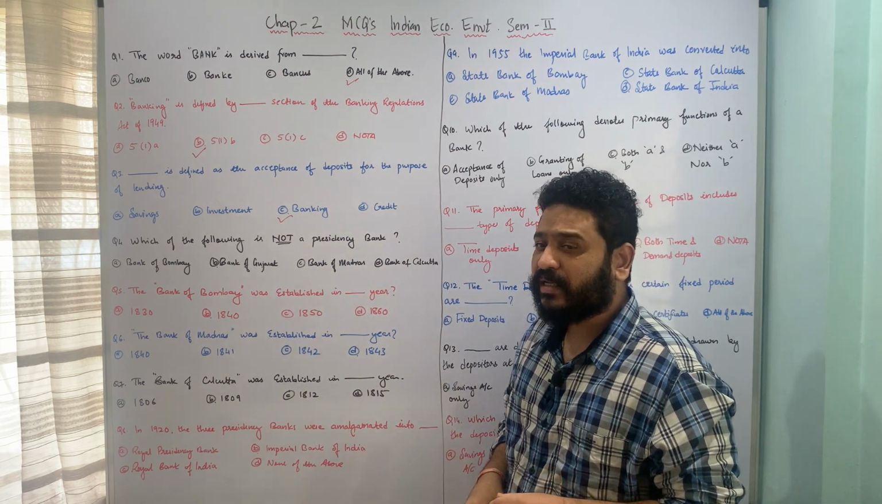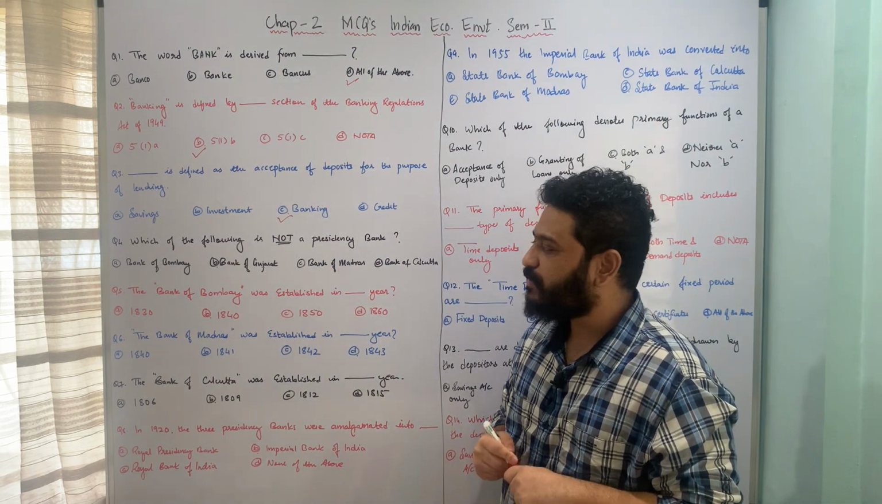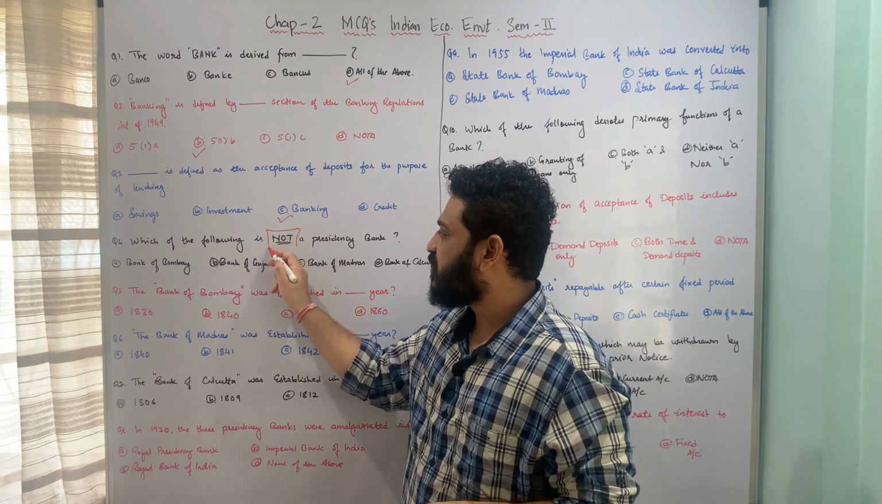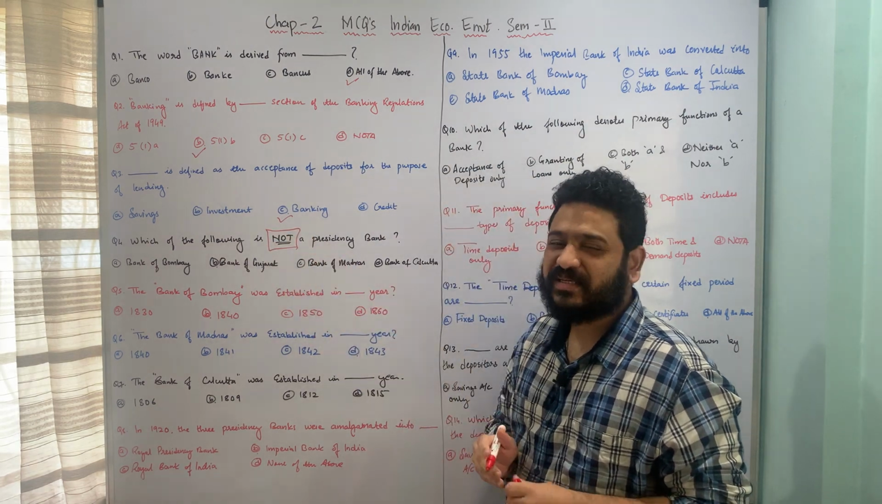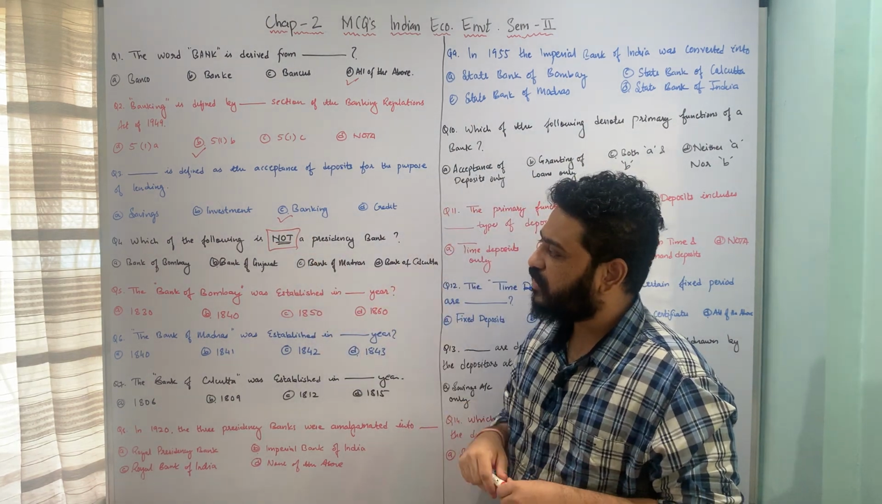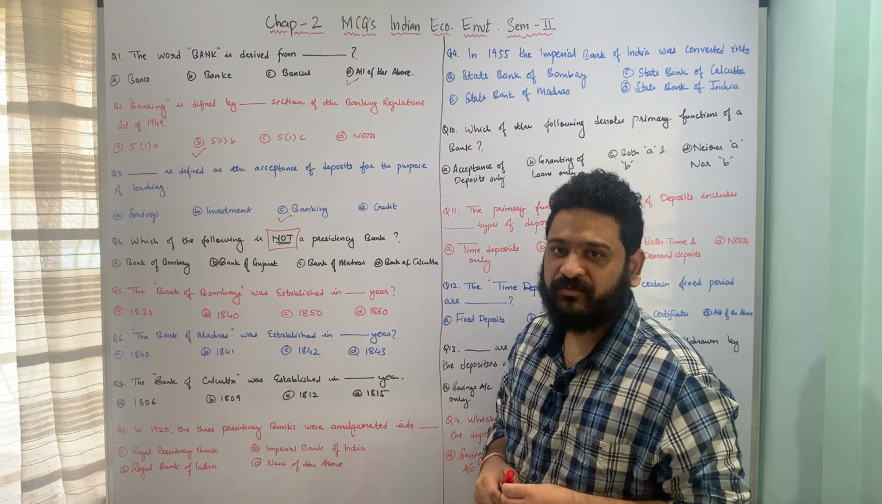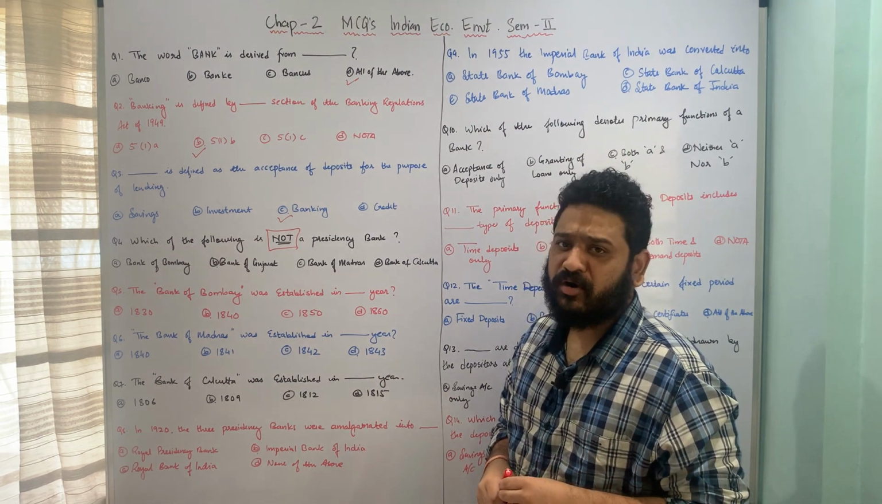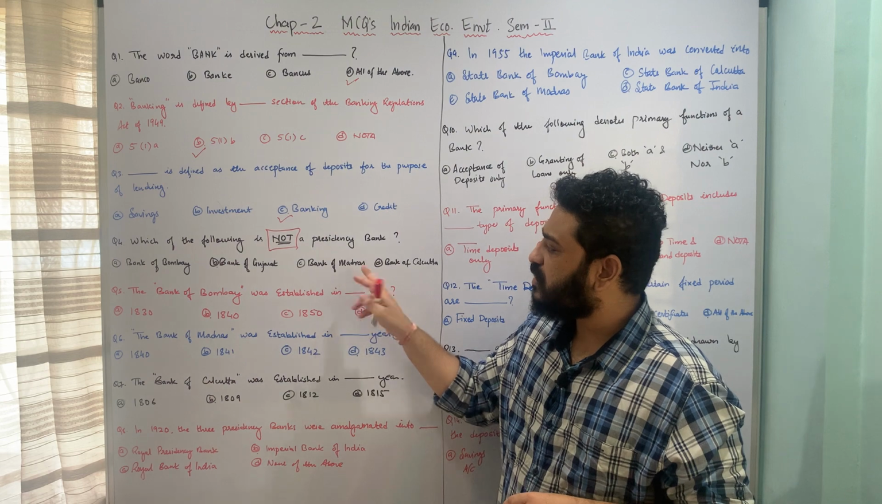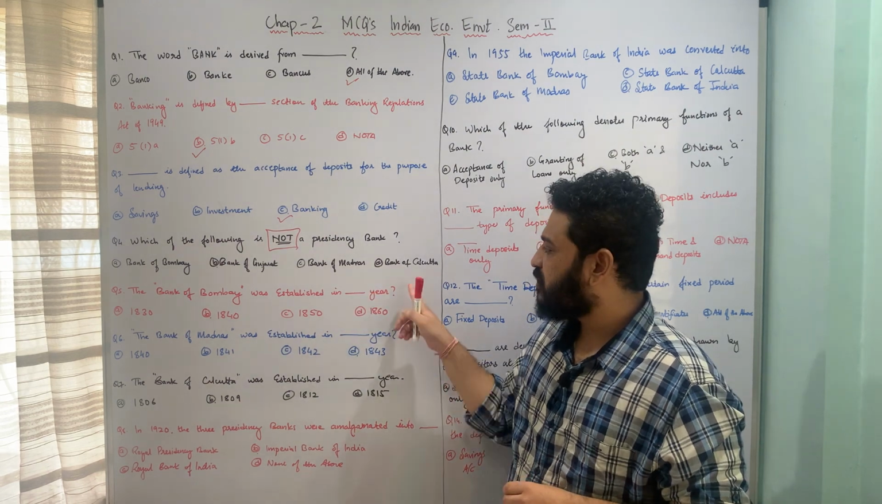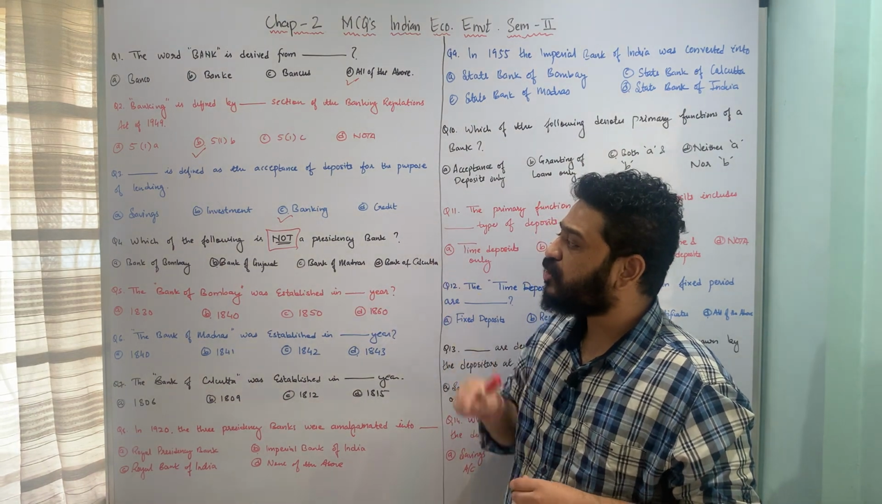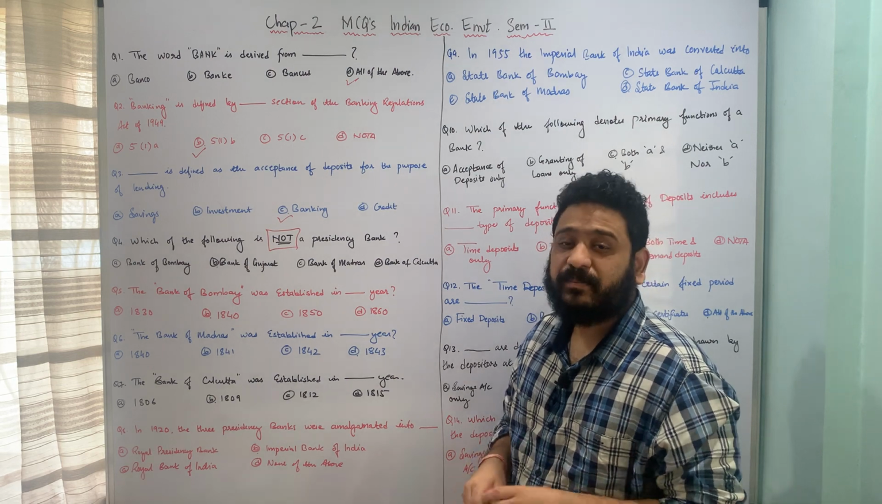Let us now move to the next one. Which of the following is not a presidency bank? Here I am specifically asking which of the following is not a presidency bank. Let us look at the underlying options. The first option is Bank of Bombay. The second is Bank of Gujarat. The third is Bank of Madras. Last is Bank of Calcutta. Which of the following is not a presidency bank?